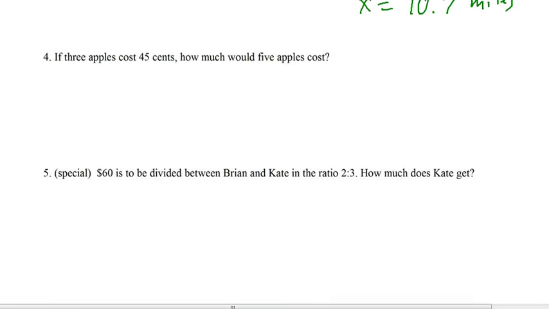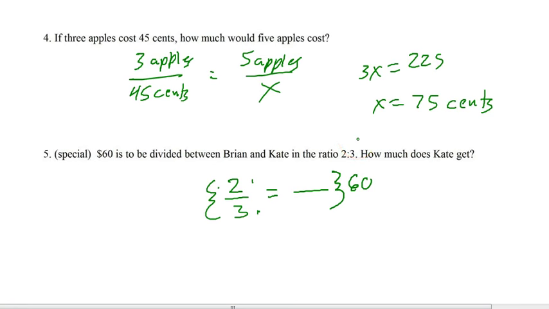All right, there's 2 more for you to try. Hit pause, give them a shot. All right, so you should have gotten 75 cents for the Apple one. And remember, there's different methods of doing this. So if you're doing it a different way and getting the correct answers, that's fine. And that's why number 5 is here, because this one is special. If 60 is divided between Brian and Kate in a 2 to 3 ratio, we're not given any of the other pieces. We're asked to find how much does Kate get.